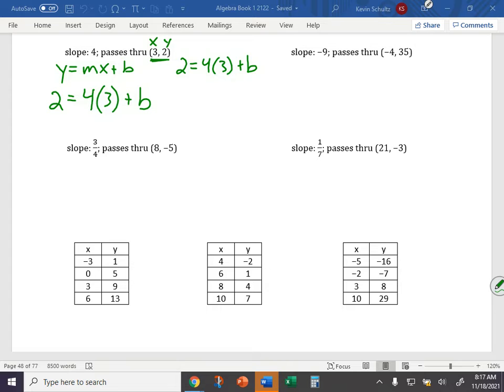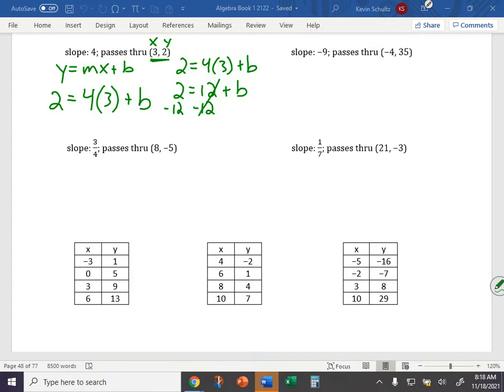Do 4 times 3 and see what you have to get from that number down to 2. Okay, so 4 times 3 equals 12. And now to solve for b, it's a one-step equation. I can subtract 12 from both sides to cancel it out.